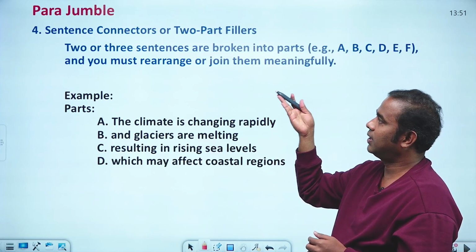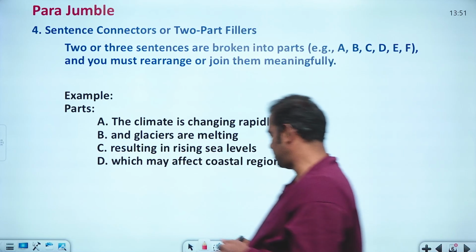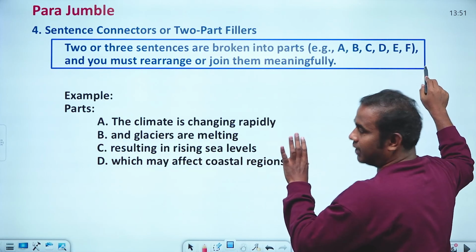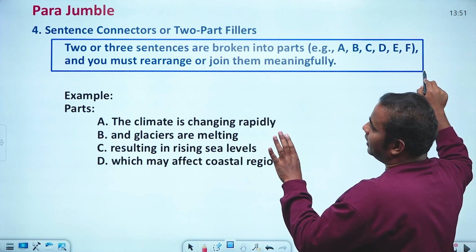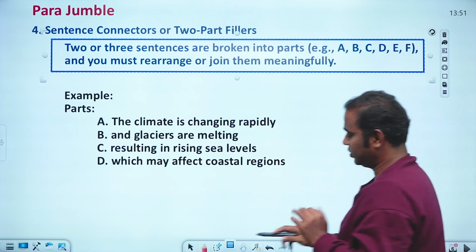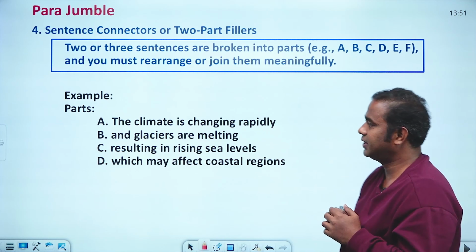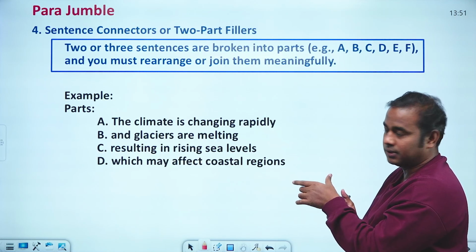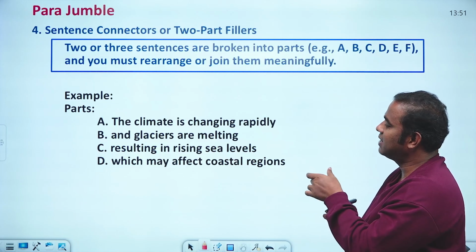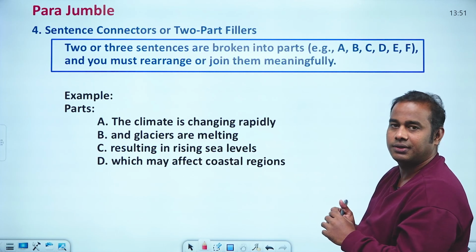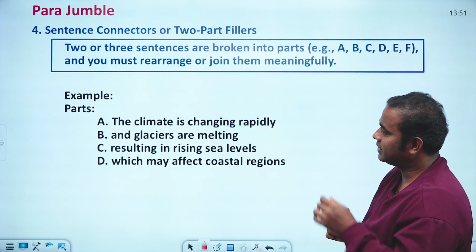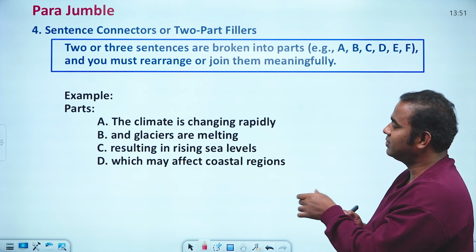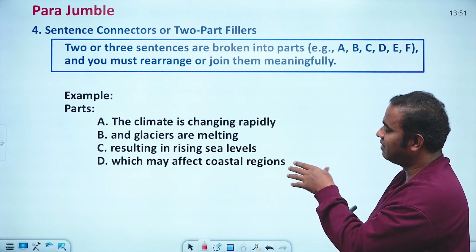Two-part fillers. What do two-part fillers mean? Generally, two or three statements are broken into two parts, and what you have to do is rearrange them. If you look at the example here: the climate is changing rapidly and glaciers are melting, resulting in rising sea levels, which may affect the coastal region. If you look at these models here, the climate is changing rapidly, resulting in rising sea levels, and glaciers are melting, which may affect the coastal regions.